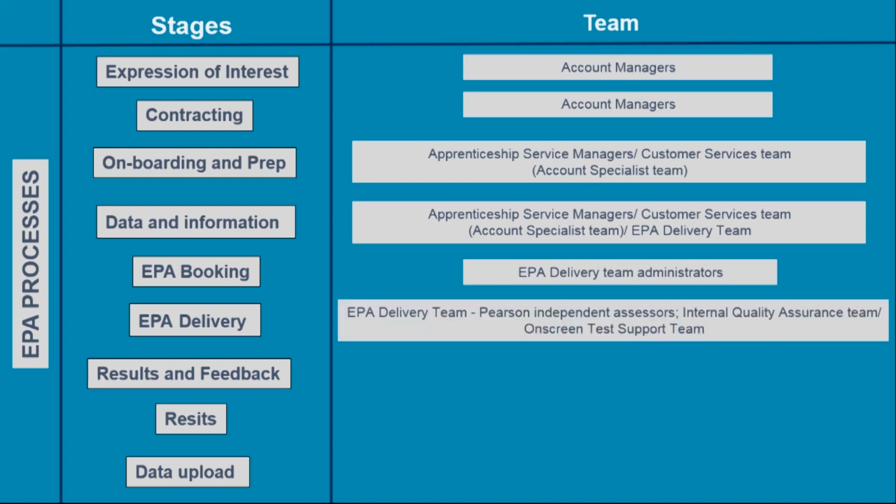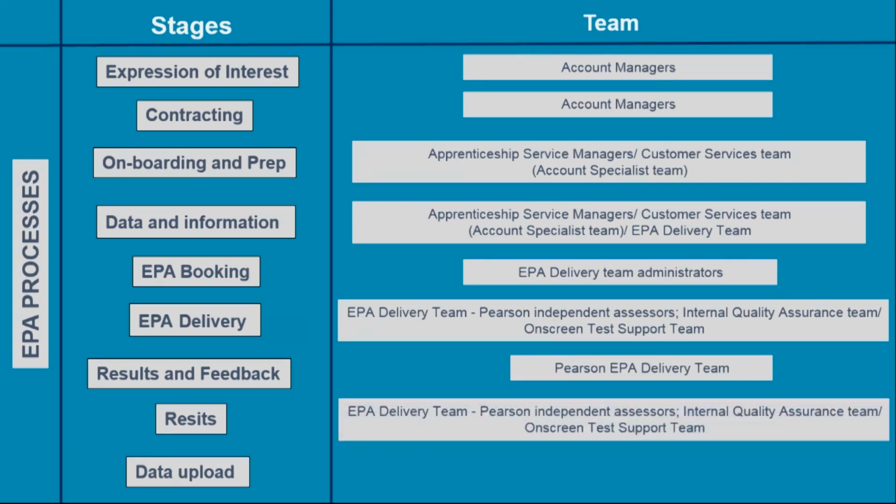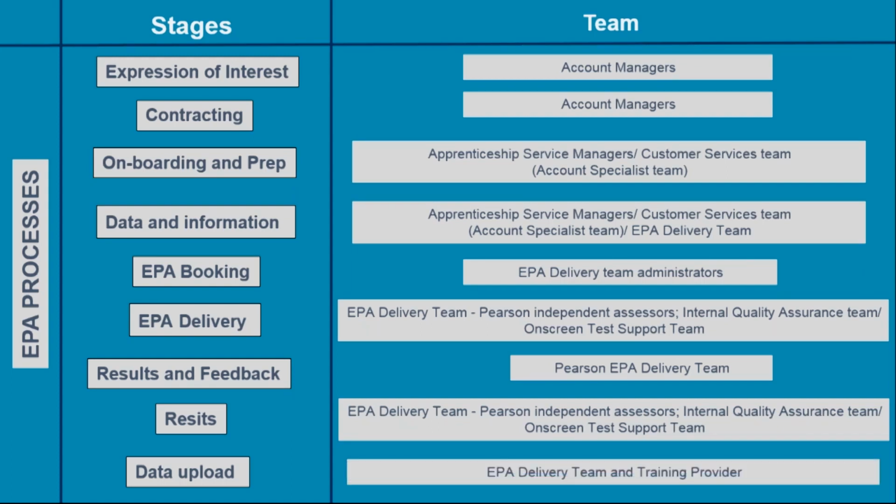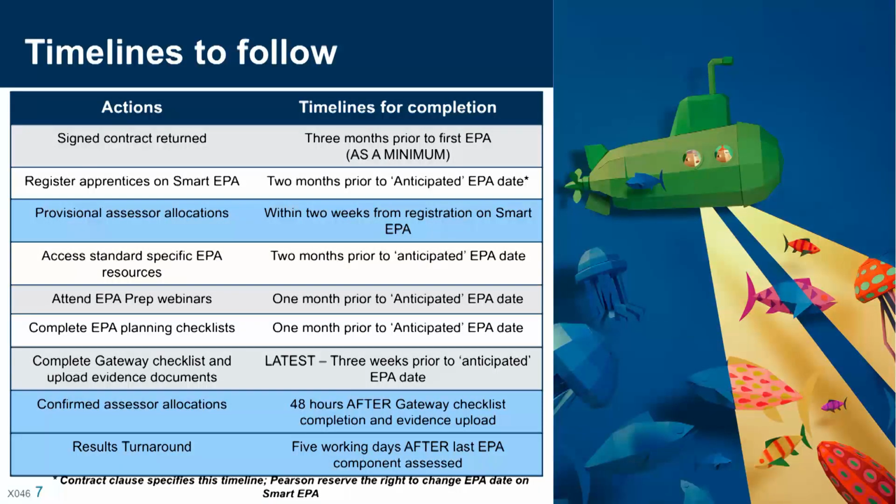The EPA delivery team, we have the independent assessors who can be freelance or independent, or indeed working for Pearson. We also have the quality assurance team, and we also have the on-screen test support team, which is part of our Manchester customer services team. Results and feedback are managed by the Pearson EPA delivery team directly. Resets, again, it's the same EPA delivery team that manage that, and the EPA delivery team and the training provider have equal responsibility for the data upload. We will do the upload for the ESFA portal, and the training provider would do the upload for the ILR return.